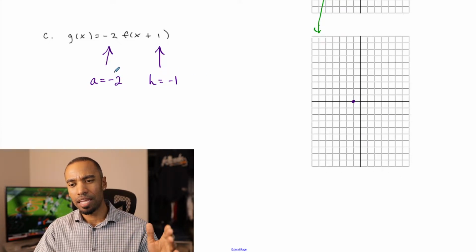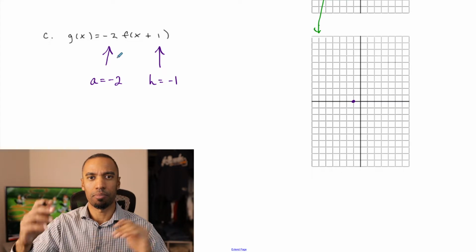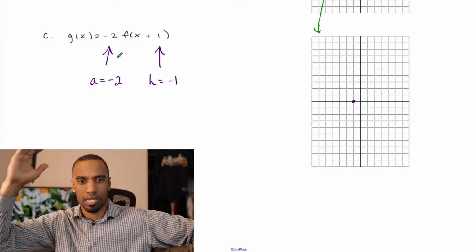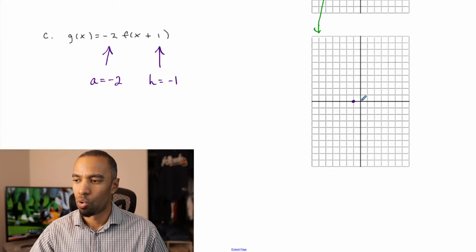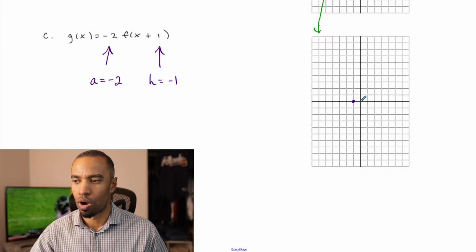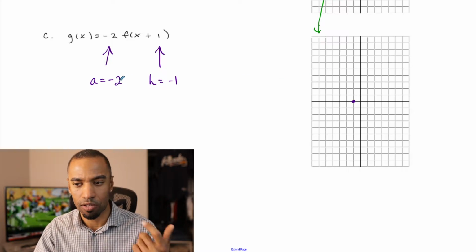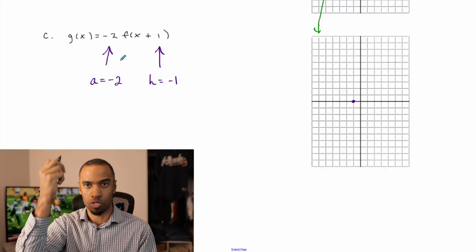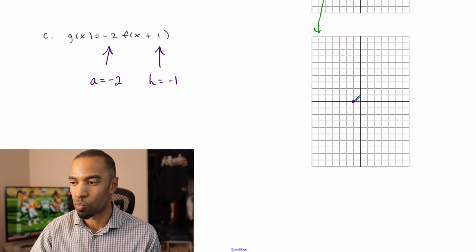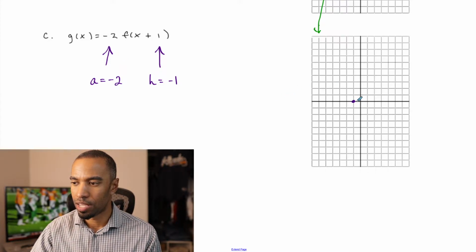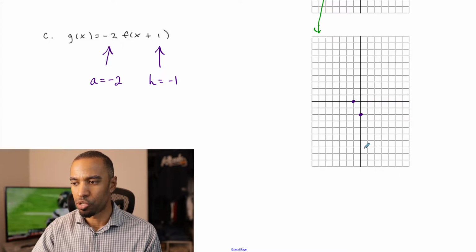The a being -2, the negative means we're going to flip this thing over. We're going to go from here to here. So when I say the whole 1, 1, 2, 8, it's not just 1, 1 anymore, right? A stretch factor of 2, a vertical stretch factor, means we're going to double our heights as well. So instead of 1, 1, it's 1, 2. Now instead of 2, 8, it would be 2, 16.